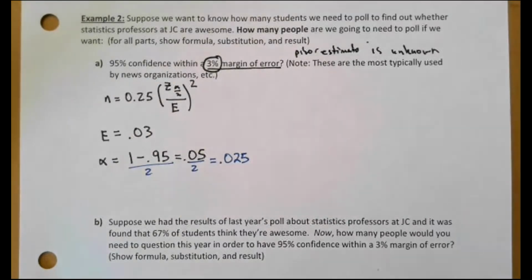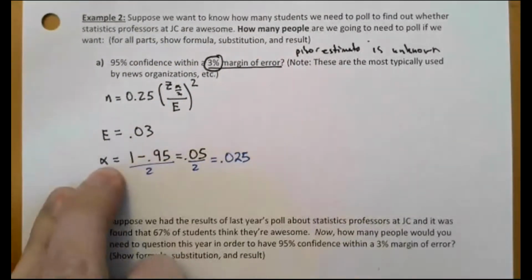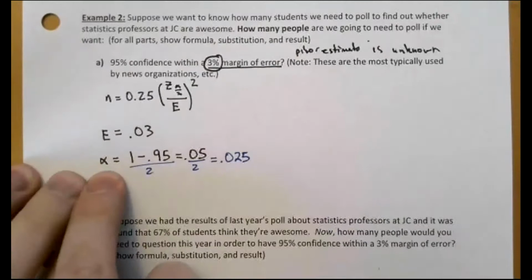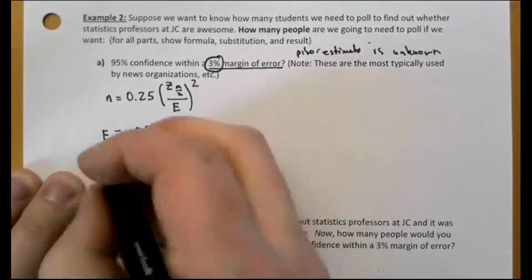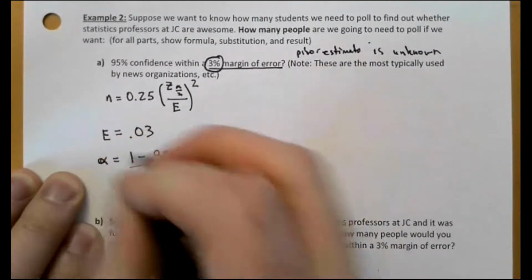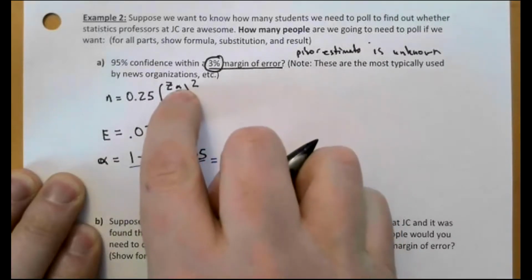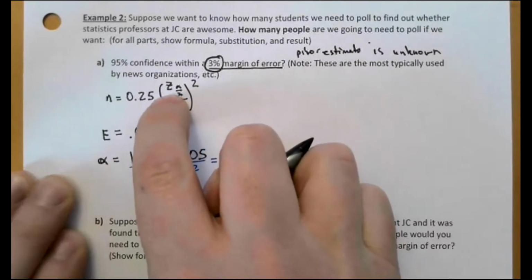Can you do the last step again? X equals 1 minus... Okay, the margin of error is 3%, and then what? So what I'm finding here is alpha, not X. I'm sorry, that looks like my X's, doesn't it? So I'm finding the alpha that we need to calculate this critical Z value.